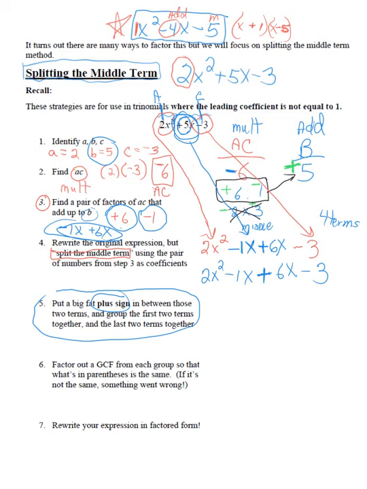Okay? And now we're going to group the first 2 together. When we group the first two together, let's change color. Let's go back to green. When I group the first two together, all I could pull out is an x. When I'm done pulling the x out, what do I have left? 2x minus, well, I pulled the x out of the back term, all I have left is 1. And we'll keep that plus sign in between.